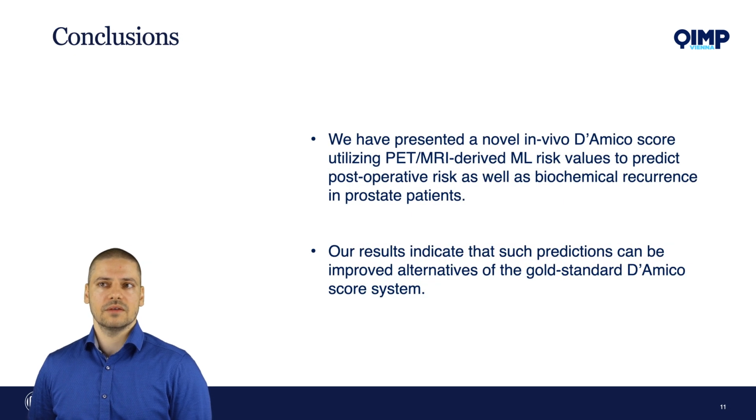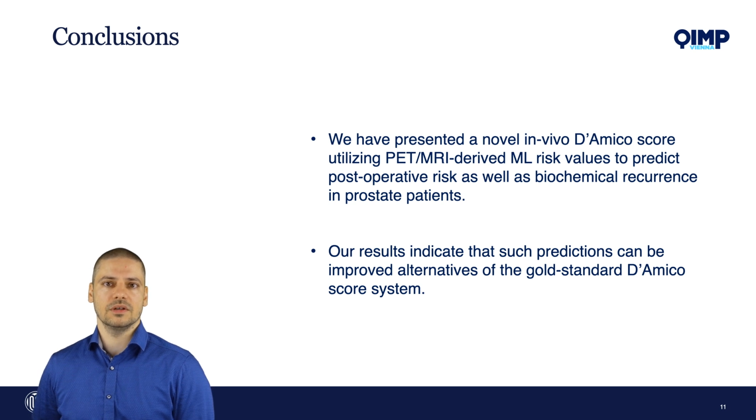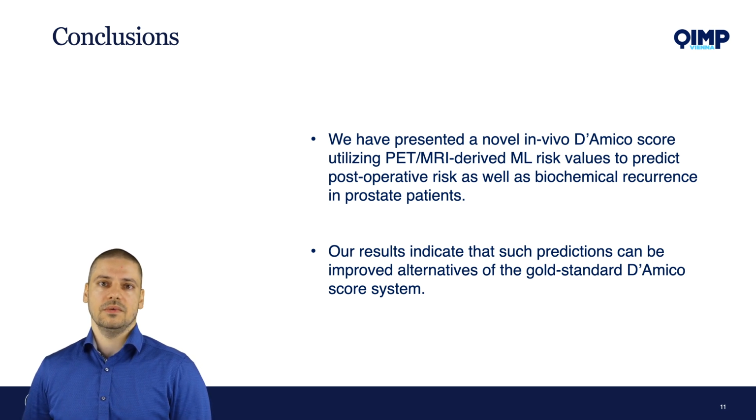So overall, what we have seen is that it becomes feasible if we use PET MRI in combination with radiomics and machine learning to predict lesion-specific risk scores. And if we then combine these machine learning generated lesion-specific risk scores into a patient risk predictor, then we can in fact establish an In-vivo D'Amico score, which appears to be accurate enough to be considered as a future alternative of the classic D'Amico score, which is invasive because of biopsy sampling.